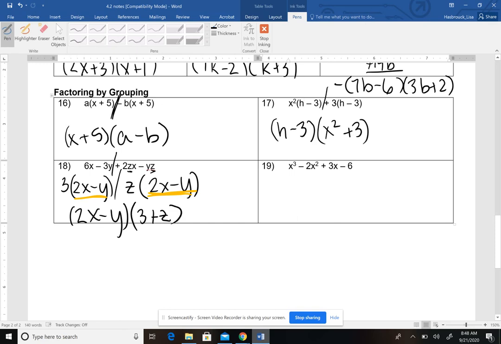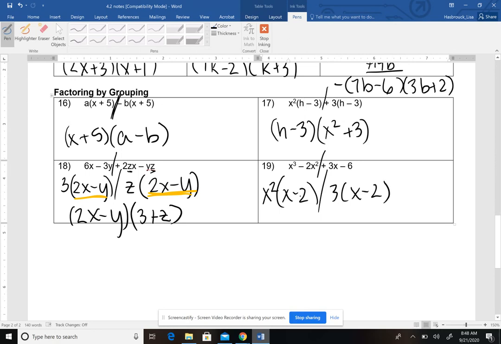We're going to follow the same process for number 19. Split it down the middle. I'm going to take an x squared out of x cubed and 2x squared. Okay, so we can take out 2 x's. That's the most we can take out. We have x minus 2 left. On the right-hand side, I can take out a 3 to get x minus 2.